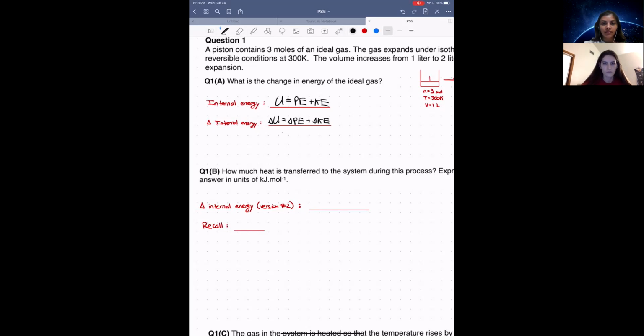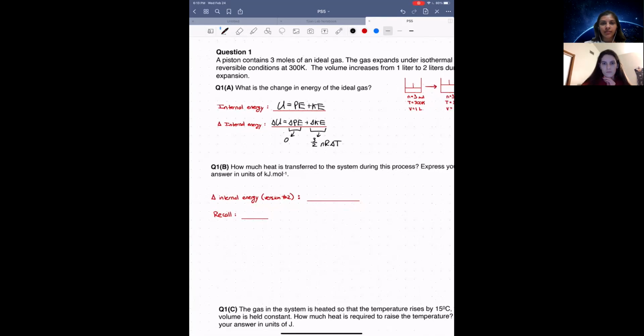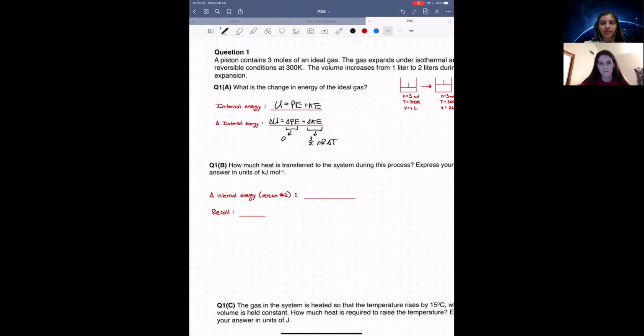And then what you want to notice is that for an ideal gas, the potential energy will be 0 because ideal gases do not interact, nor do they store energy in their bonds. So that goes to 0. And then kinetic energy is given by 3/2 nR delta T. And then we're given that this is an isothermal process. So delta T would be 0, and therefore kinetic energy is 0. So this entire thing would be 0.